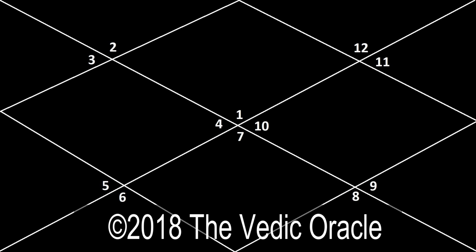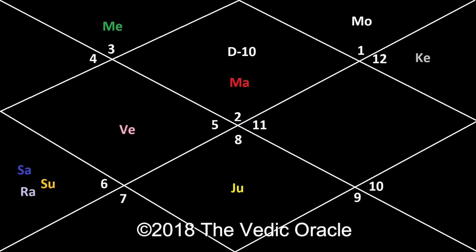Lastly, you have to see the Upachaya houses in your D10 chart, that is the 3rd, 6th, 10th, and 11th houses. You have to analyze these 4 houses to understand the materialistic growth and success in your life. Now let's take an example and understand how to analyze the D10 chart, because my videos are always incomplete without an example. So let's see.